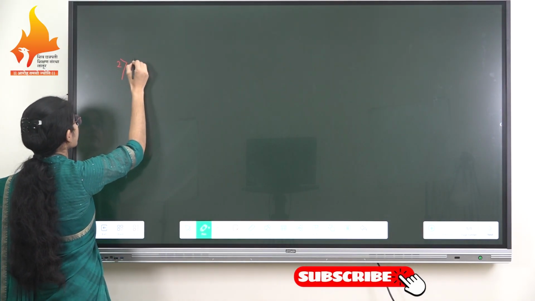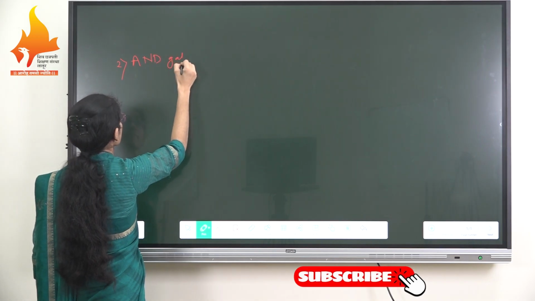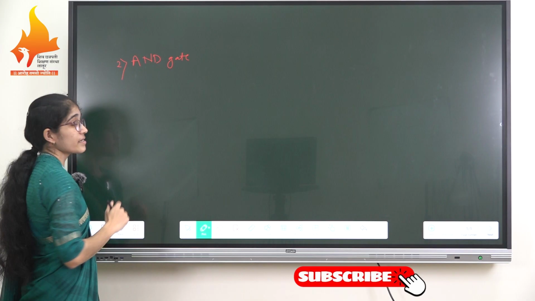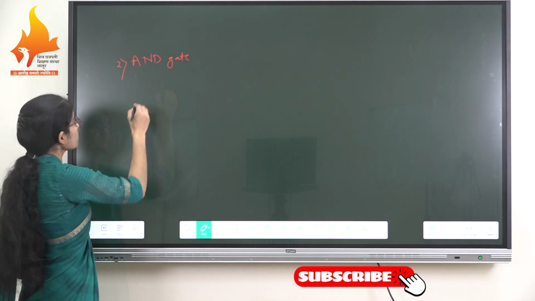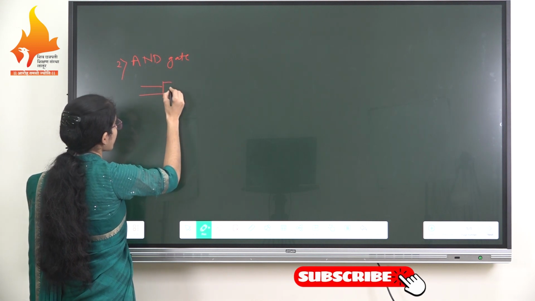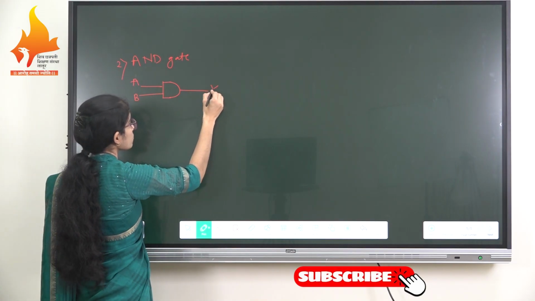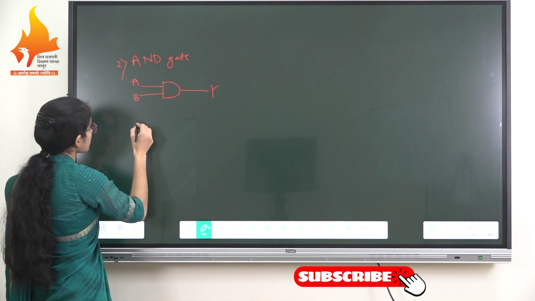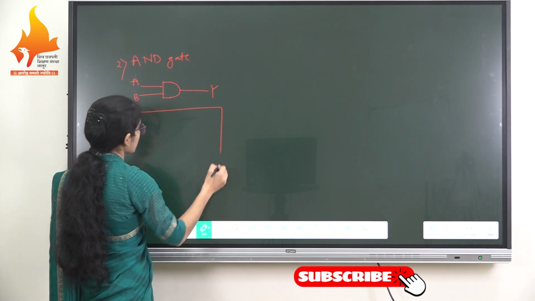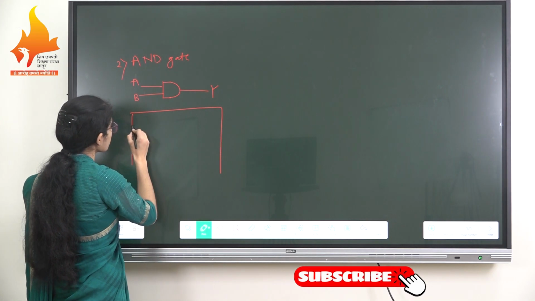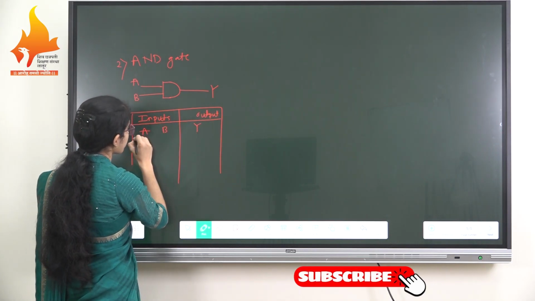Second is the AND gate. Now the AND gate consists of two inputs and a single output. First we will see the symbol of the AND gate. It consists of two or more inputs and produces a single output. Then we will see the truth table for the AND gate. The AND gate consists of two inputs A and B and produces the output Y.